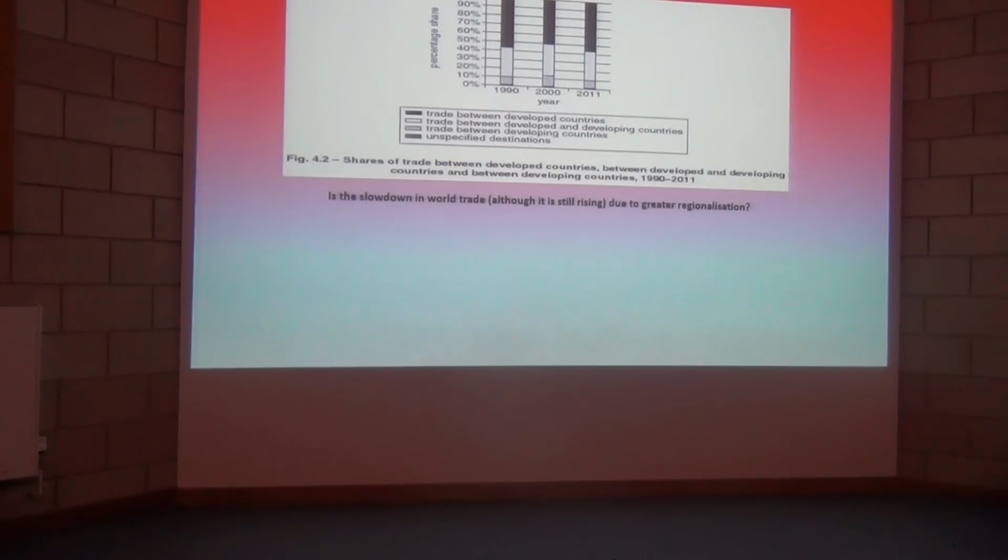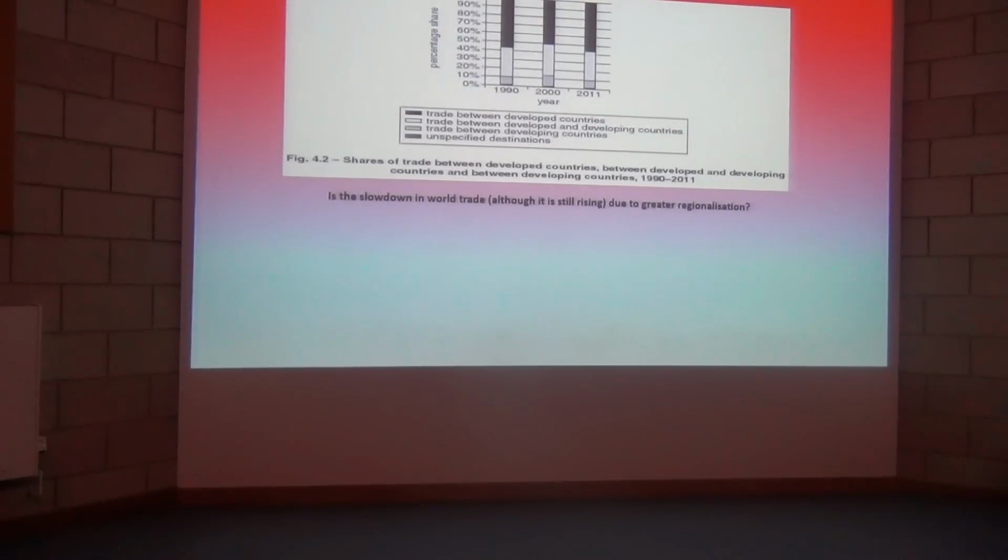On this chart we have 21 years of data, so just a little bit over 2 decades, and you can see that it is split into 4 main sections. Trade between developed countries, trade between developed and developing countries, trade between developing countries, and trade for unspecified destinations. So what can we glean from this data set?